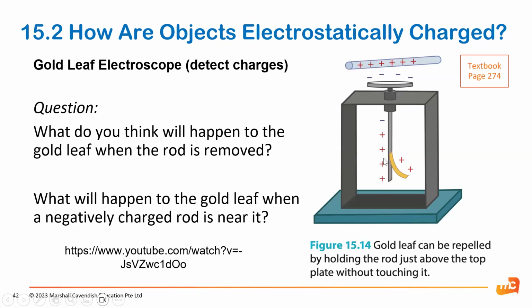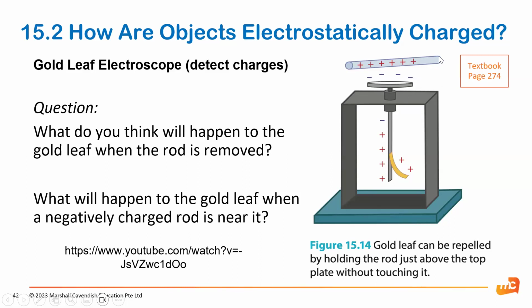The rod, and at the bottom part there is another metal piece attached to it, on a separate layer. Usually it's called gold leaf because it's made of gold, but you don't really need gold. You can just make use of any lightweight metal piece like aluminum foil, which is also a conductor. So this entire section is a conductor. The charges can move easily within this entire piece and the gold leaf.